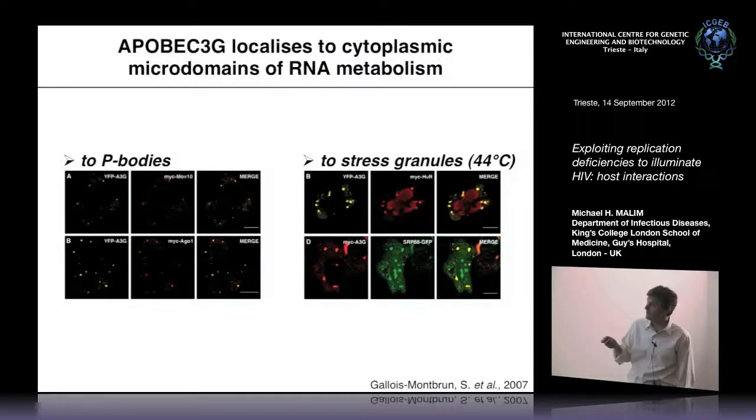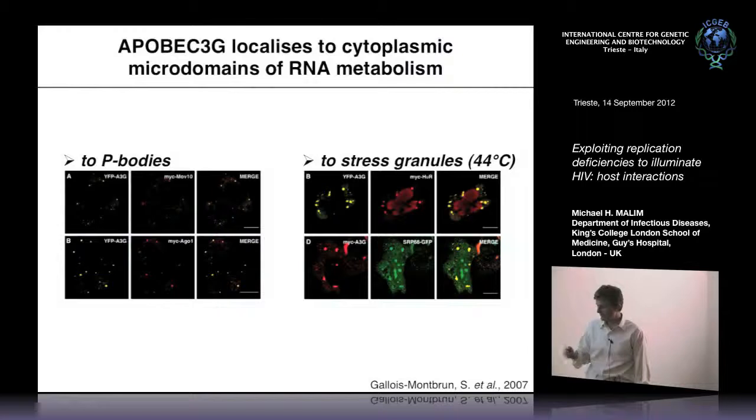So first of all, the P-bodies over here: MOV10, a putative RNA helicase, and Argonaute-1, an effector of RISC complexes, they both mark P-bodies very dramatically, and you can see very strong co-localization between APOBEC proteins and these two proteins over here. And if you stress cells, in this case we used heat, you can see that the APOBEC3 proteins go into these stress granules that are marked with various typical markers.